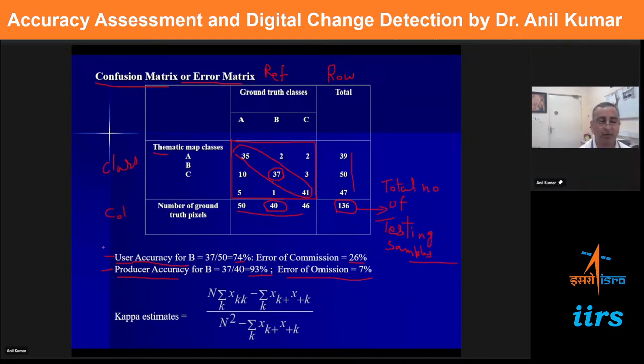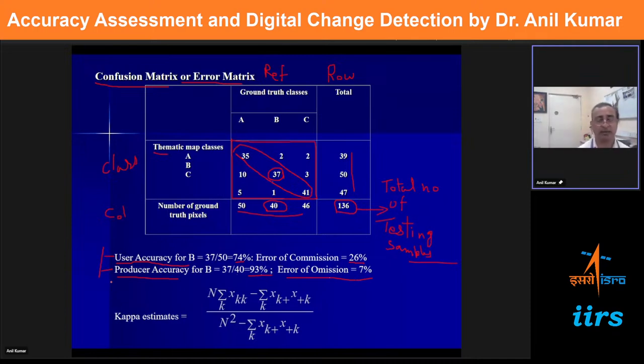So here, for each class, you can get the user accuracy and producer accuracy. Again, I'm repeating, user accuracy is how correctly the testing samples have been identified on the thematic map. Producer accuracy means how correctly the samples are identified on the reference map, right? And accuracy you can represent by user accuracy and producer accuracy. You have to calculate for each class.